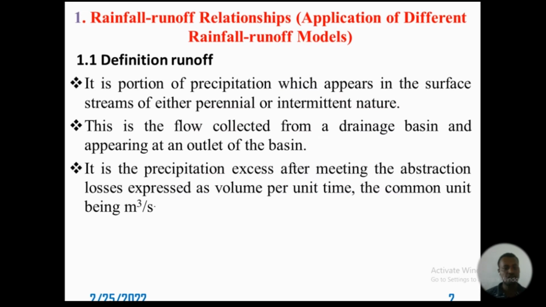Now, in Chapter 1, Rainfall Runoff Relationship or Application of Different Rainfall Runoff Models. Before we see the different applications of rainfall runoff models, the definition of runoff should be known. Runoff is a portion of precipitation which appears on the surface of streams, either of very permeable or intermediate nature.